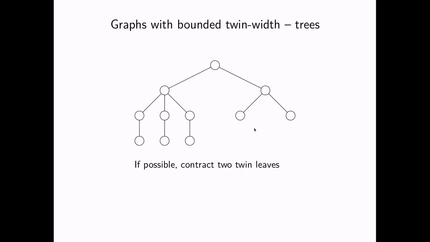Now let's move on to graph classes that could potentially have bounded twin width. So let's start with a simple graph class, trees.